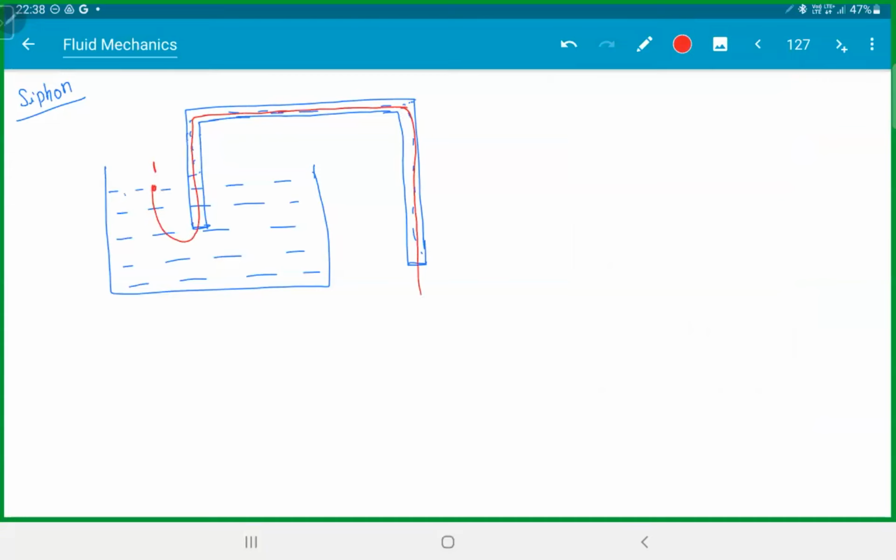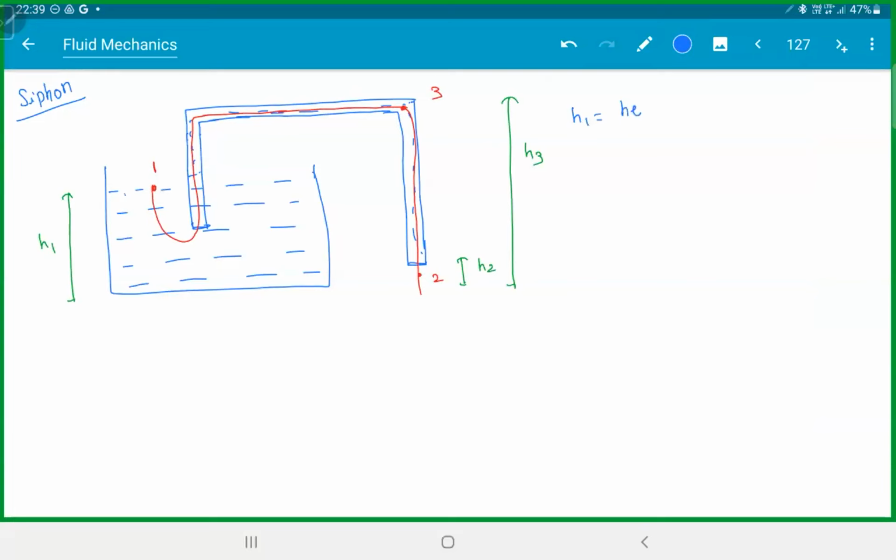And comes out like this. So if I call this point 2, and if I call this point 3, if you look at the heights here, this is the height h2, this is height h3, and this is height h1. So what are these heights exactly?